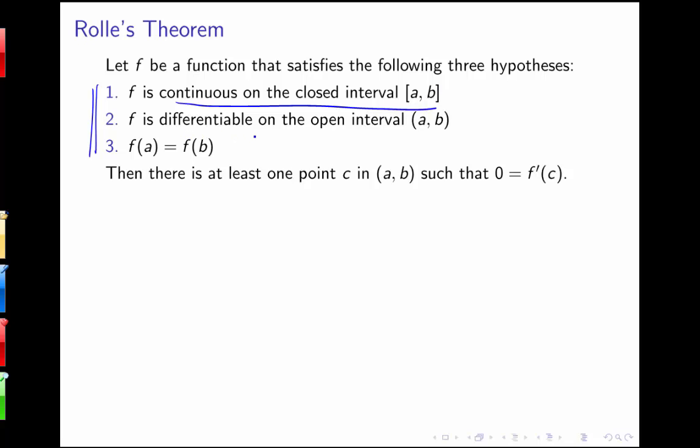If the function is also differentiable on the open interval, and we say differentiable on the open interval because we want to be able to talk about what's happening on either side of the point. So we won't talk about differentiability at the endpoints, but we'll say differentiable on this open interval from a to b. And if we also have the y values at the endpoints being equal to each other, then this means that there has to be a point in the interval where the derivative is 0.